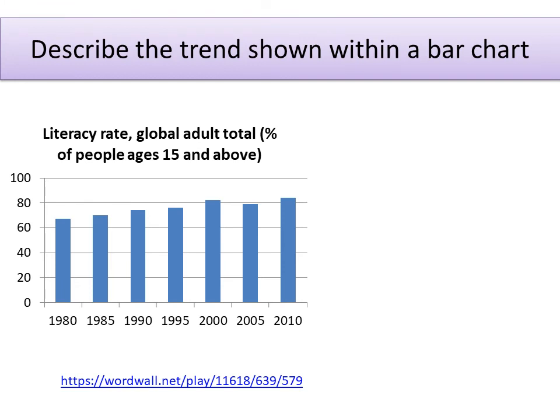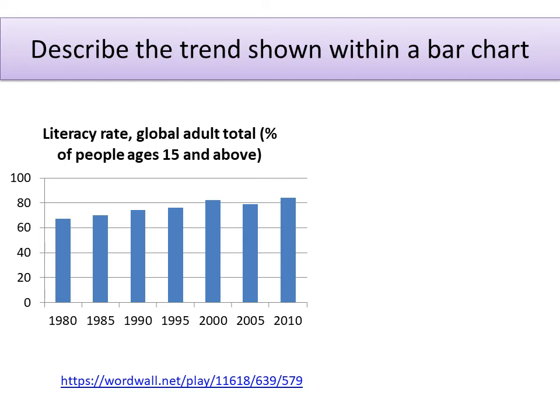So now we are at the end of our learning journey, and we are going to describe the trend shown within a bar chart. When we are describing the trend, it means what happens over time, what happened over the years with what we are measuring. For example, in this graph, we are measuring literacy rate, so global literacy rate percentage. Literacy rate means how many know how to read and write. So for this graph, we are basically looking at how many people knew how to read and write from the 1980s to 2010.